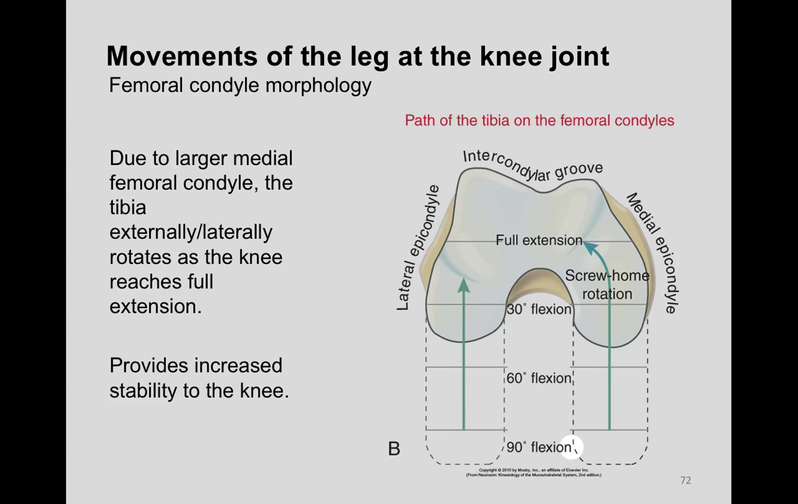This needs to happen because in order to reach full extension of the knee, we want, again, full congruence, full joint surface contact between the tibia and the femur. To achieve that full contact, the tibia laterally rotates, and we can see that here. This lateral rotation of the tibia is referred to as the screw home mechanism. The tibia is becoming seated in its final position, so it's reaching its home, and as it does so, this is accompanied by a degree of lateral rotation. This offers increased stability to the knee.